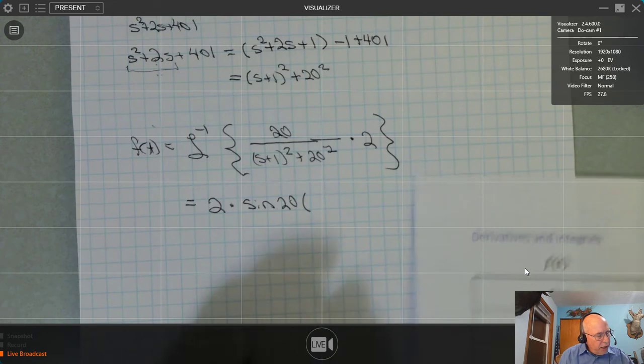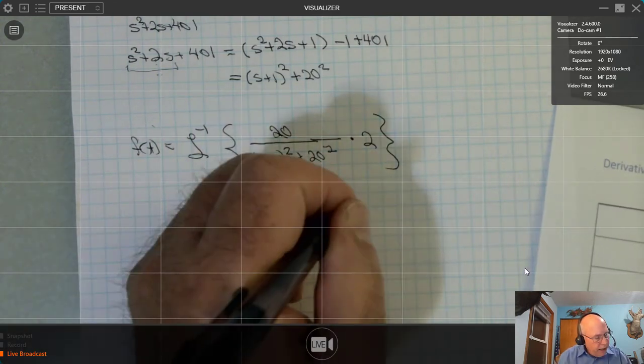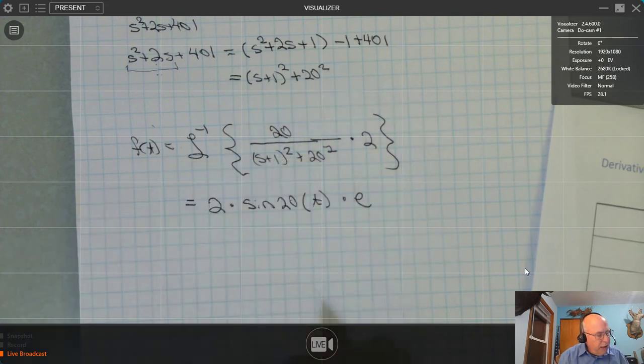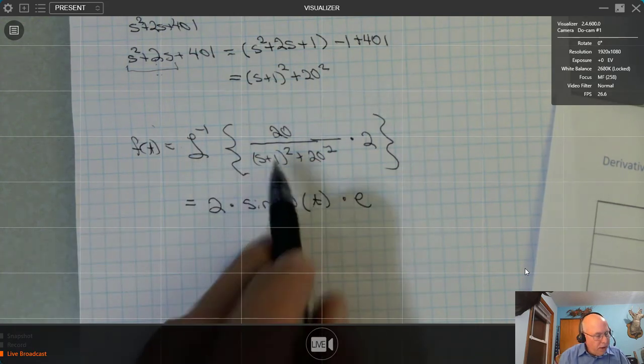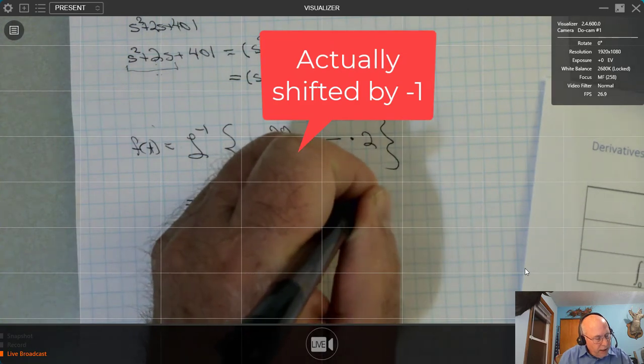So we're actually all set here. This is 20t, but then I need e to the at, and this is being shifted by 1, so e to the 1t.